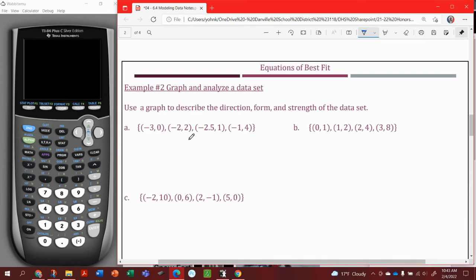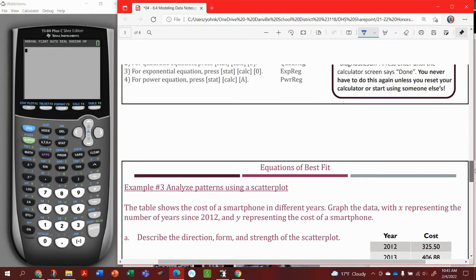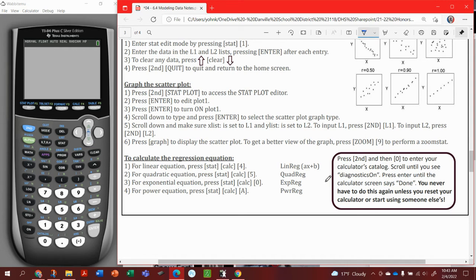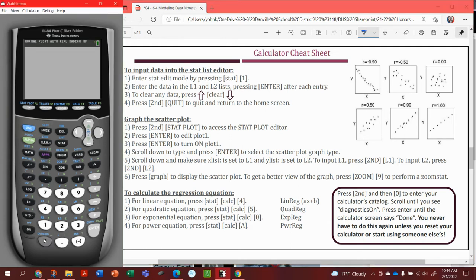But to plug stuff into the scatter plot, one more thing. You need to make sure that your scatter plot is ready to calculate. So you only have to do this one time. You only have to do this again if you reset your calculator or if you use someone else's. But you need to hit second and then 0. And you need to scroll through until you find diagnostics on.